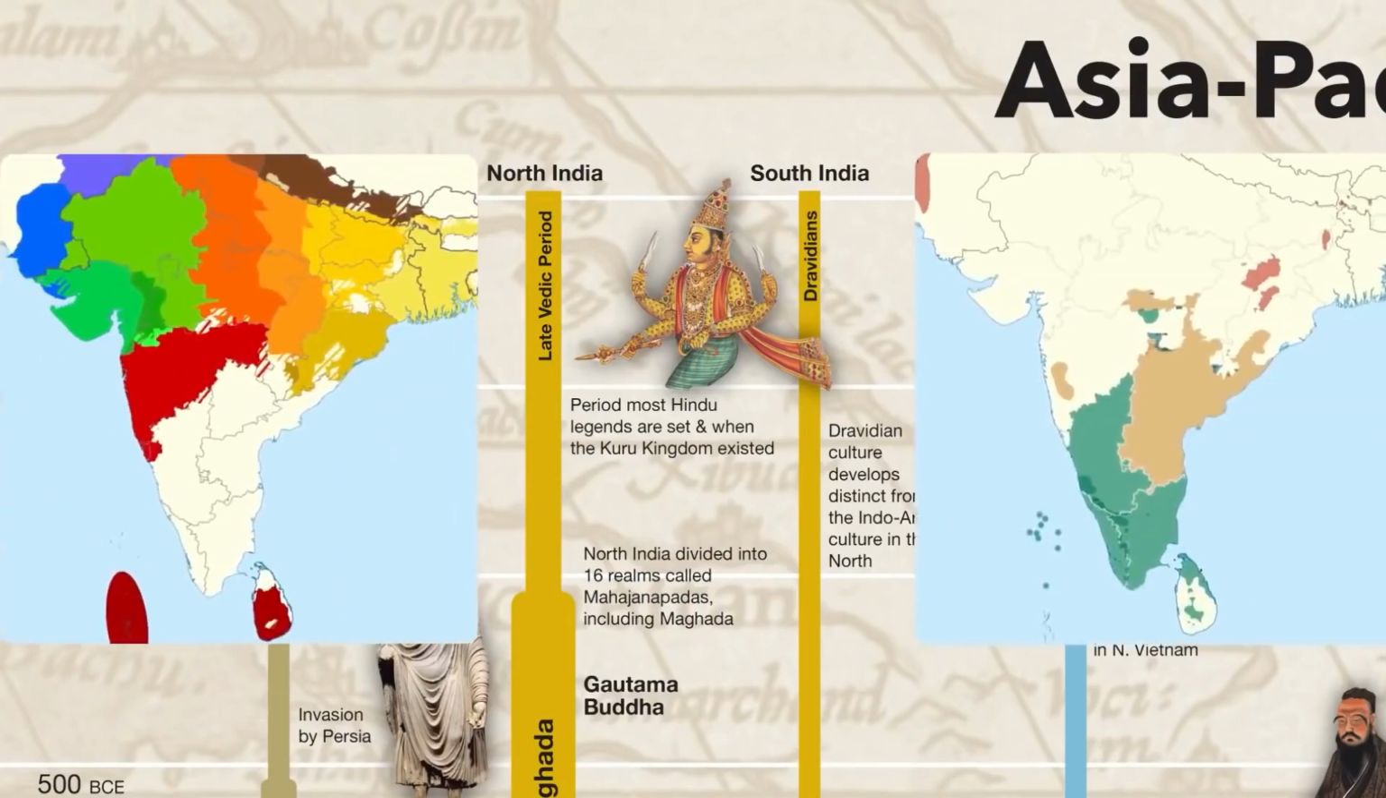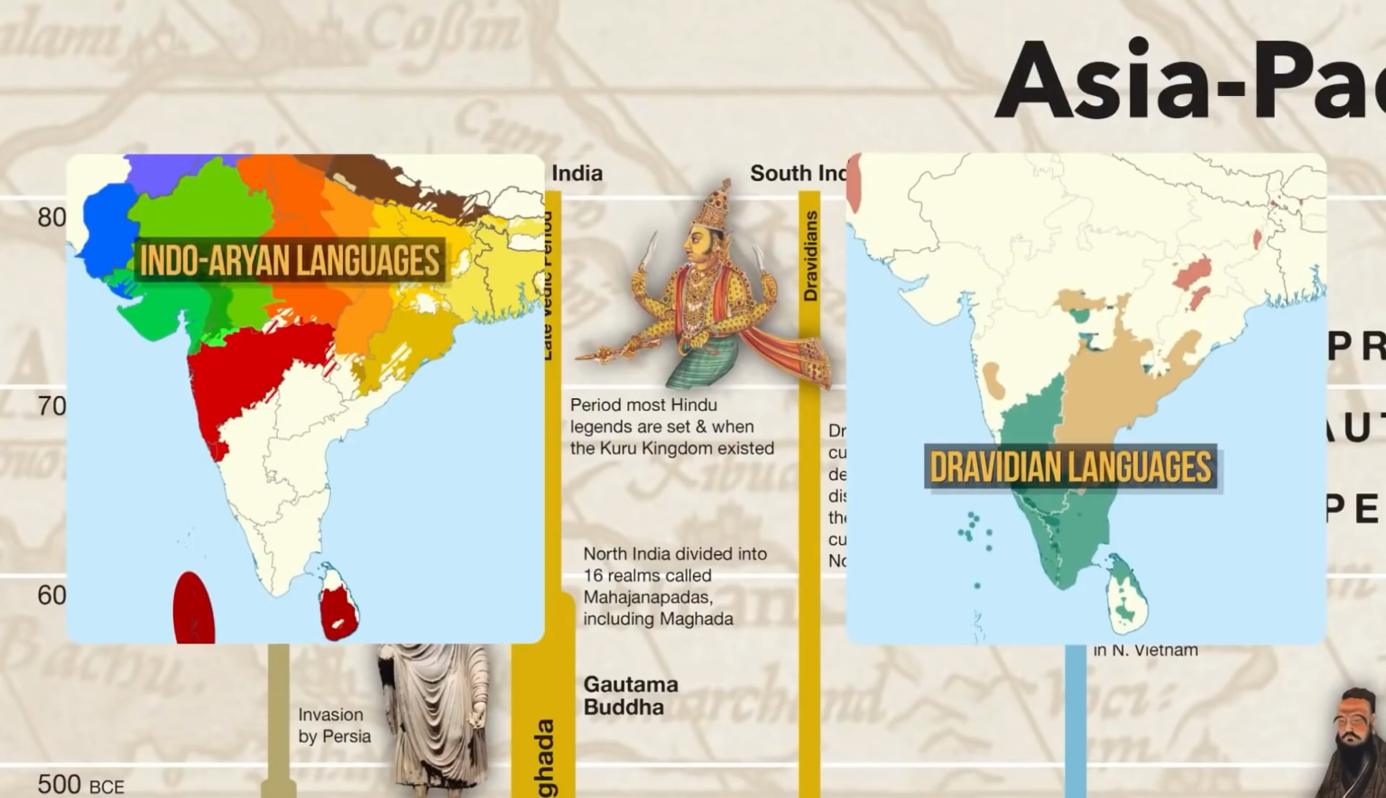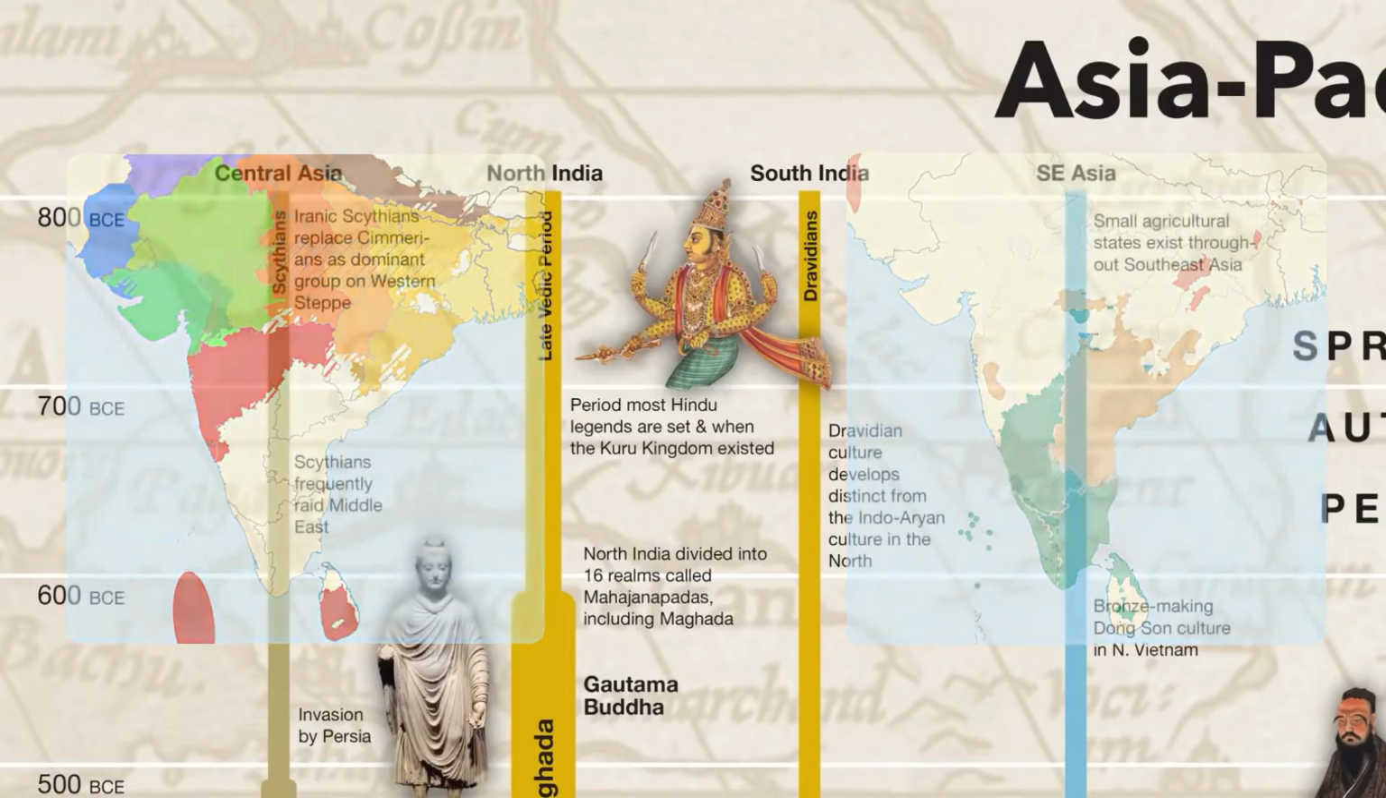The two areas also have notable differences in terms of language. Most South Indians today speak Dravidian languages, such as Telugu and Tamil, whereas most North Indians speak Indo-Aryan languages, such as Hindi and Punjabi. This distinction has its roots in the period just prior to 800 BCE, which is known as the Vedic period.